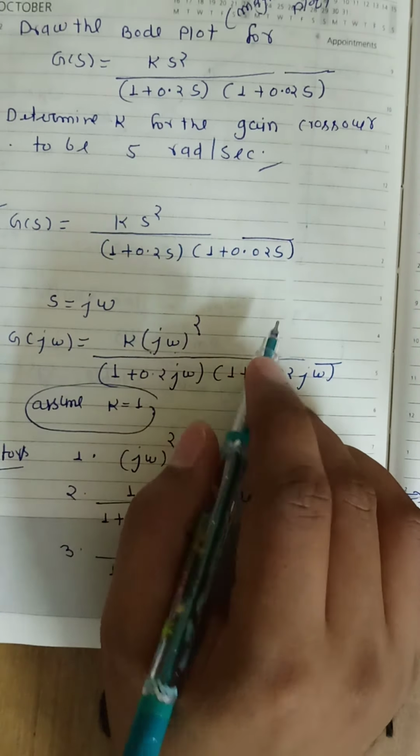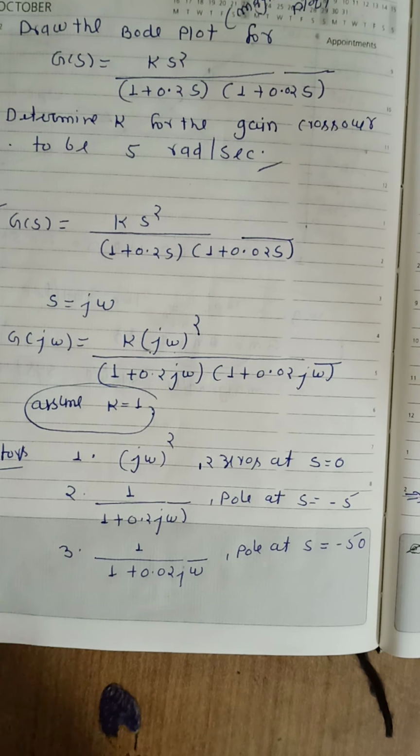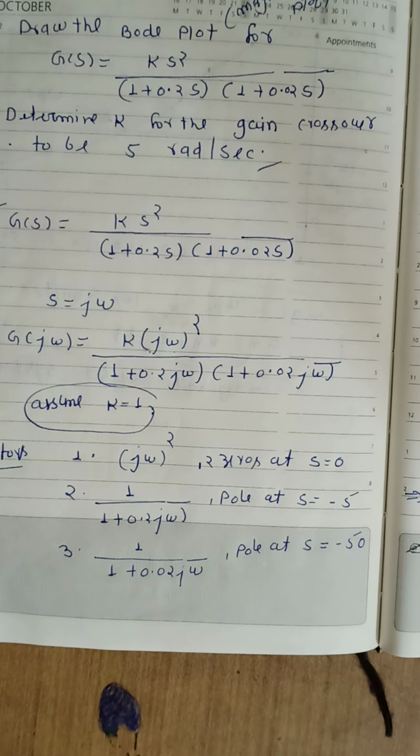We consider terms this way so that we can easily calculate the slope. And we can calculate the slope if we are able to define a single pole or single zero, or two poles or two zeros at a particular location, or a complex pole or complex zero. That's why here the first term is (j omega) power 2, the second term is 1 over 1 plus 0.2 j omega, and the third term is 1 over 1 plus 0.02 j omega.